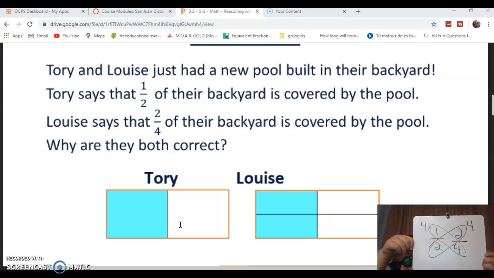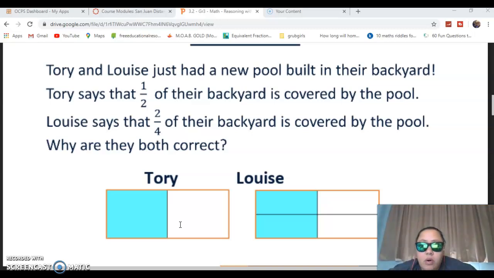It's the butterfly method, and they both came up with a total of 4. That means they are equal. The picture also could have shown you that. So you have to understand why they're both correct. What that means is you have to be able to explain with words, how do you know they're equal? Well, they cover the same amount of area for the same size shape rectangle. It's covering the same amount. So that's how you know that both Tori and Louise, even though they said it in different fractions, they're saying the same fraction.